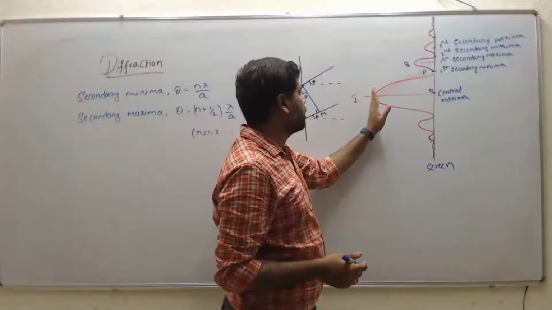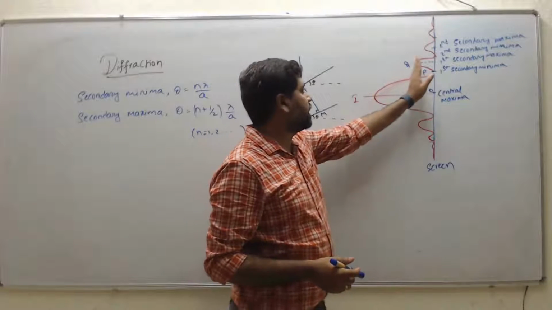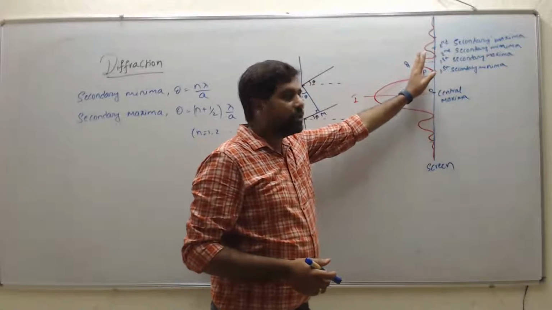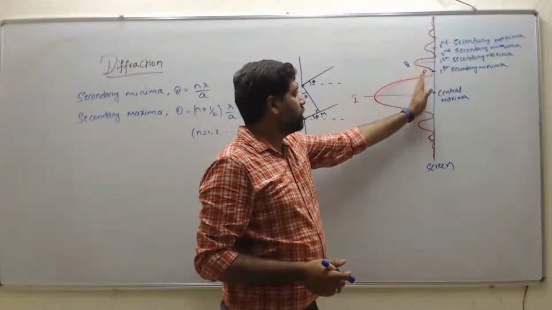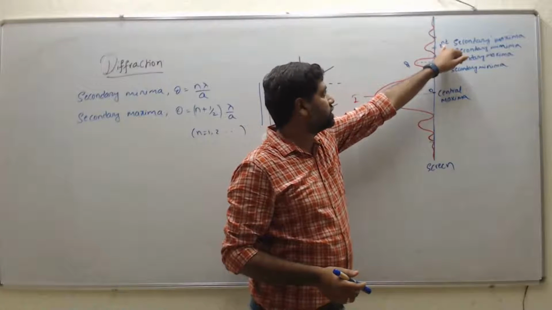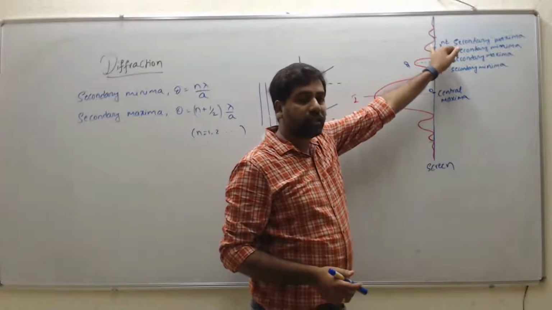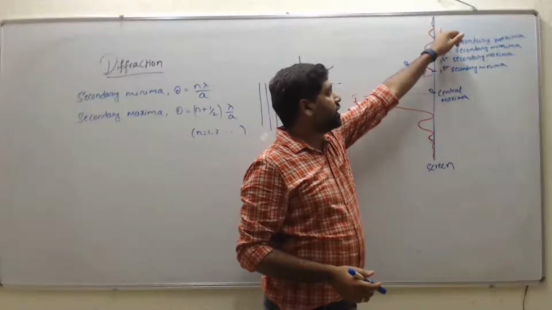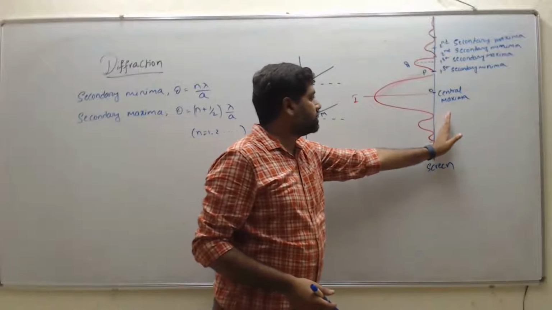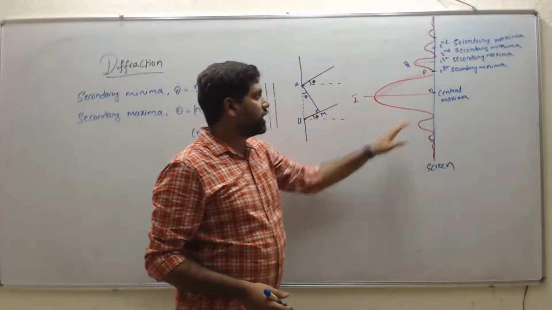So if you observe here, here is the maximum intensity, then for the first secondary maximum, the intensity reduces. And if you observe here, for the next secondary maximum, the intensity goes on decreasing as the order increases. Right? So this is about the intensity pattern. So this one is the intensity.